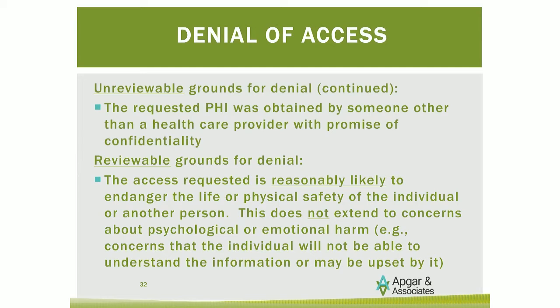Now, reviewable grounds for denial. The access request is reasonably likely to endanger the life or physical safety of an individual or another person. That's one of those where it is appealable if it doesn't extend to if you think that the person won't be able to understand it, or you think that it might make them upset, angry, whatever. That's not something that falls into that category of endangering life or physical safety of the individual or another person. So it's one of those where you really need to be careful on that one.